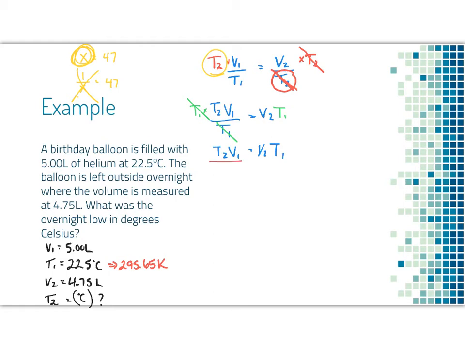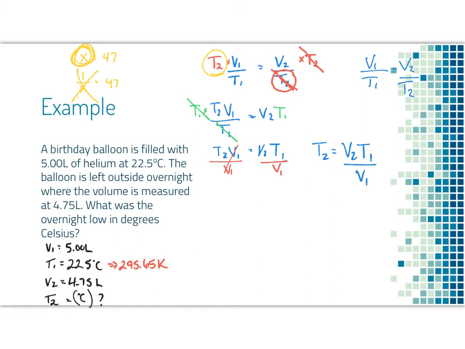And last step is to divide both sides by V1. And I'm left with T2 equals V2 T1 over V1. You can use that formula if you'd like. I'm going to sub back into our original, which was V1 over T1 equals V2 over T2, and I'll show you how they're the same.